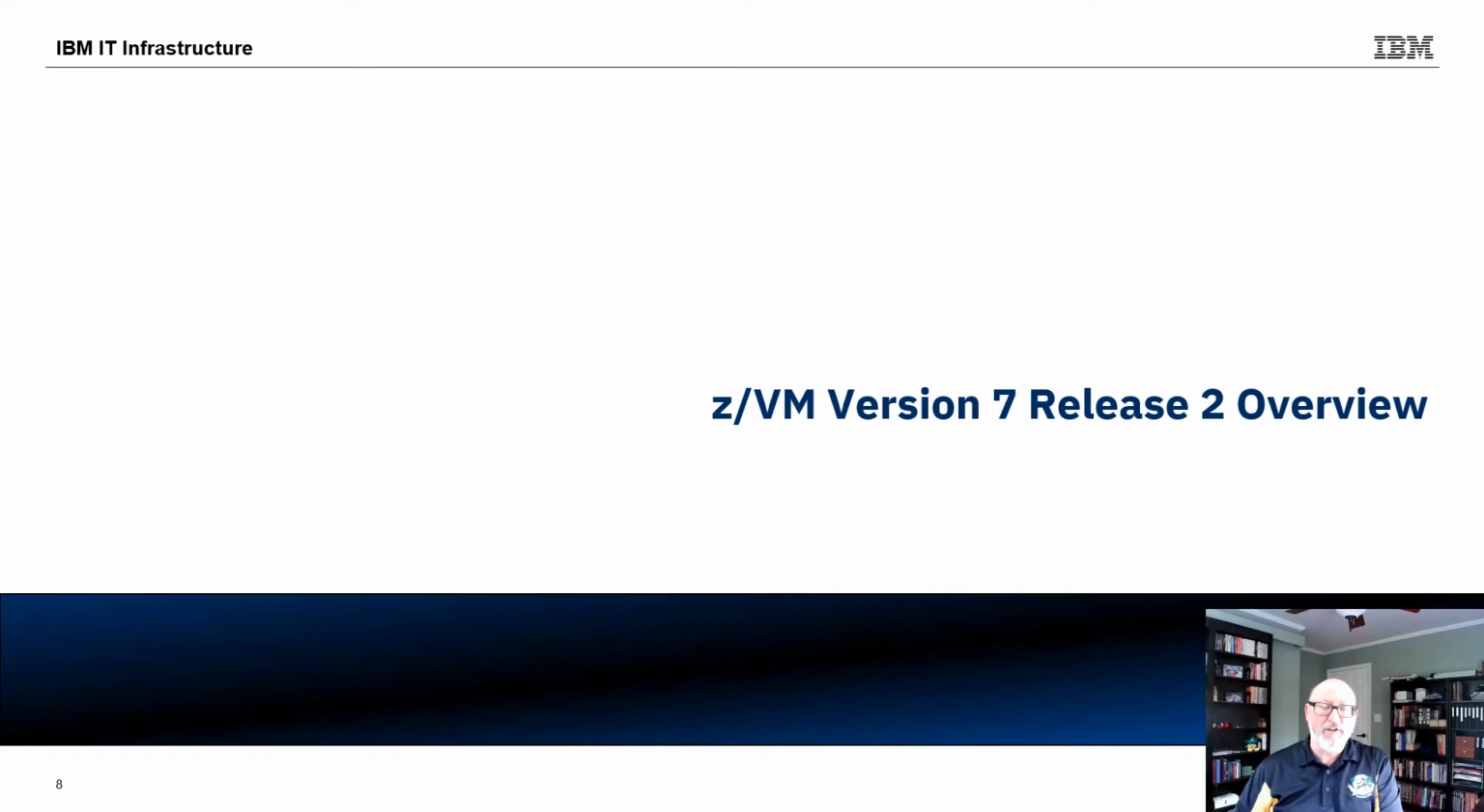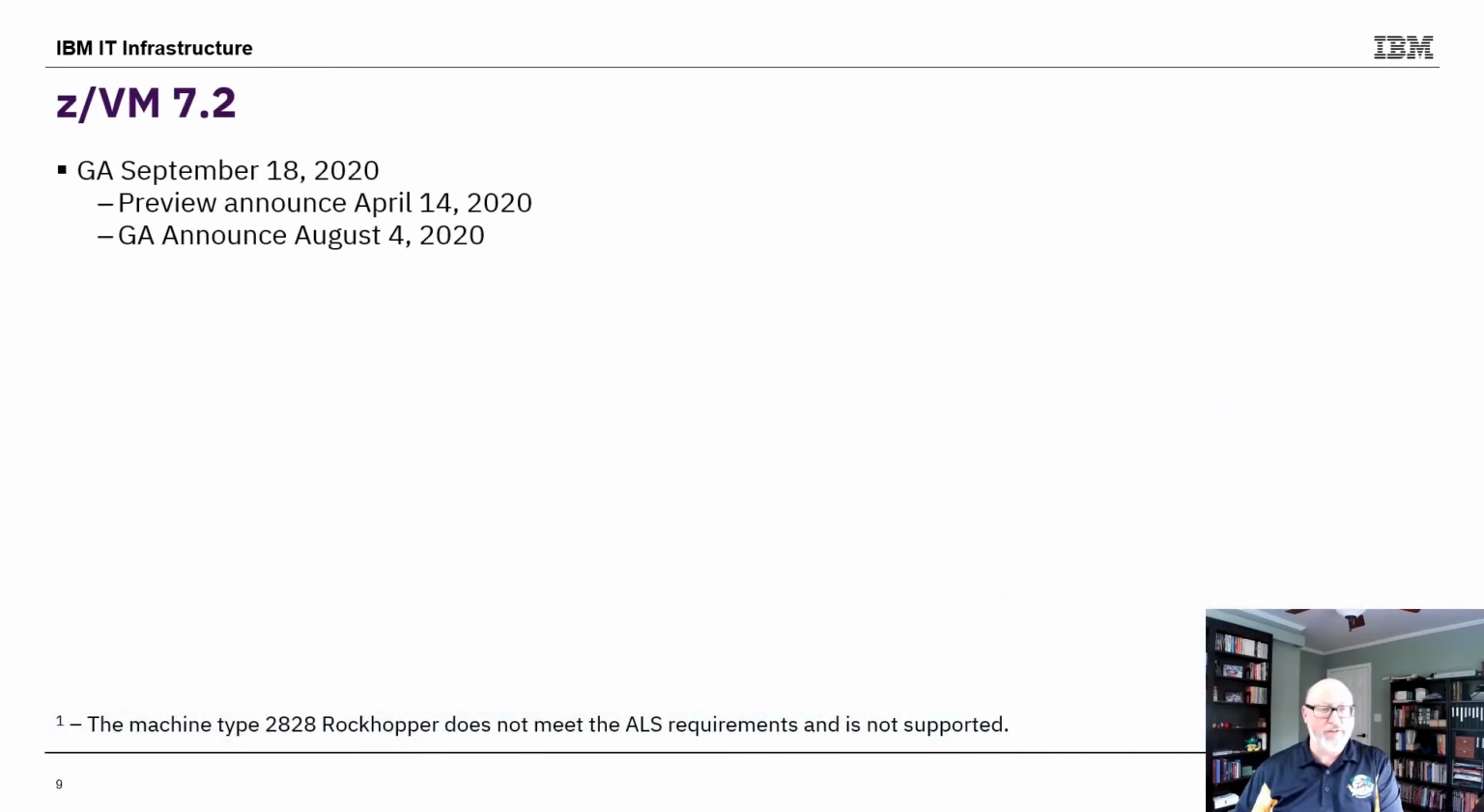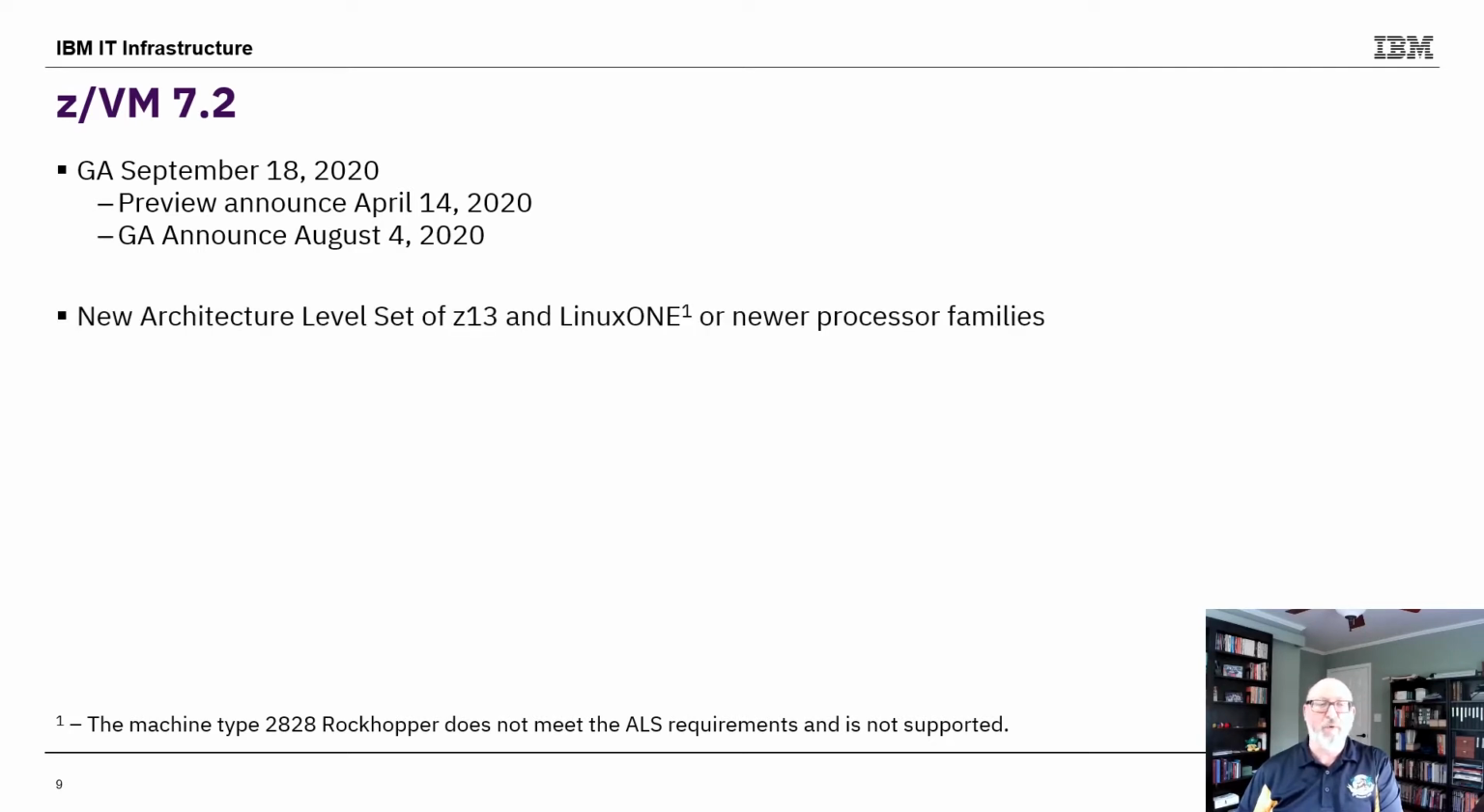Okay, now we're going to turn our attention to the z/VM 7.2 release itself. As I mentioned, 7.2 came out in September of 2020. There were both preview and GA announcements for that. A key thing is that there was a new architecture level set: our z13 and LinuxONE 1 and newer processors.